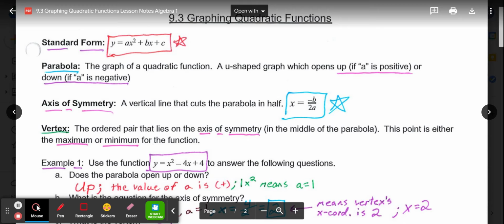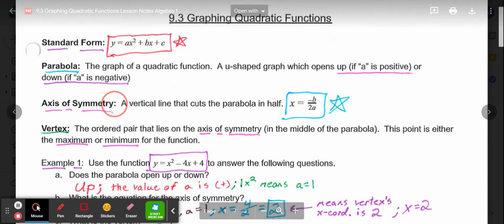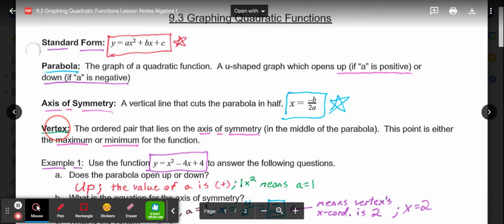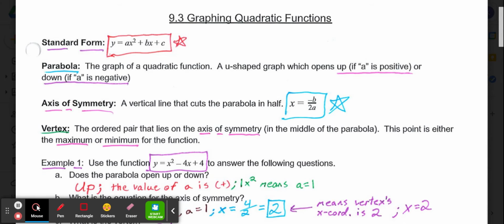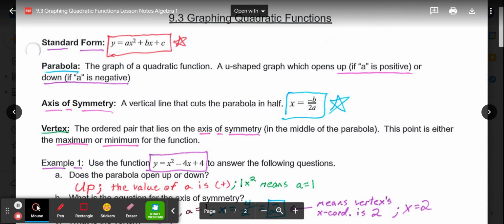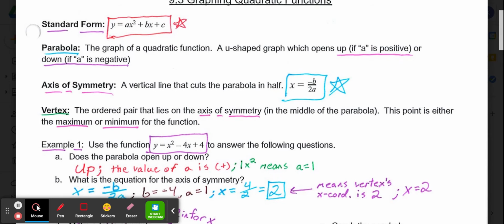So we have our standard form for the equation, a parabola, which is the figure that's graphed, axis of symmetry, which is the vertical line that cuts the parabola in half, and the vertex, which is the ordered pair point that lies on the axis of symmetry, and it's where our parabola either has its maximum or minimum point. So let's practice a few of these to make sense of it.